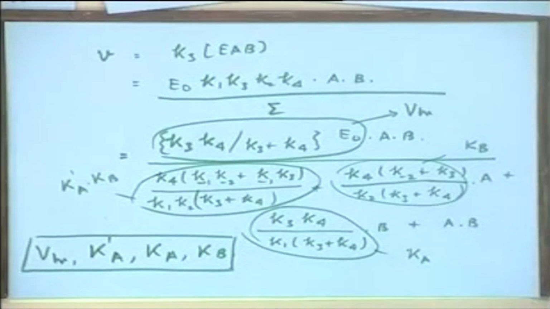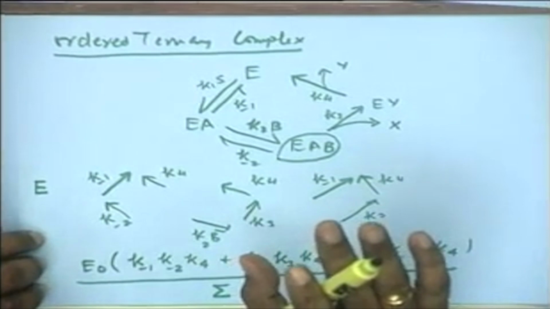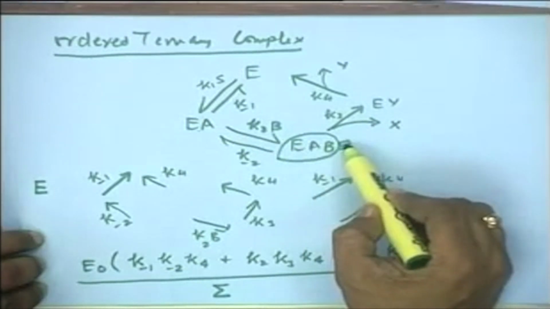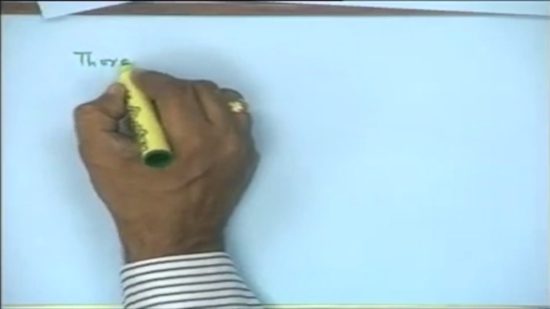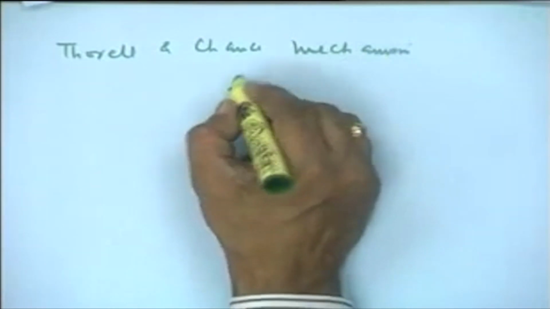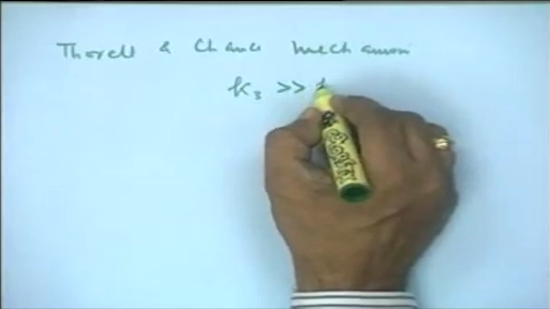Now, you notice that in the case of a Theorell-Chance mechanism, which we considered a special case of the ordered ternary complex formation, we assume that the complex EAB is very unstable, as if EA directly goes into E by forming a product X, and there is no significant concentration of EAB present. This essentially indicates that in the case of Theorell-Chance mechanism, your K3 term from the reaction mechanism is much greater than K minus 2.